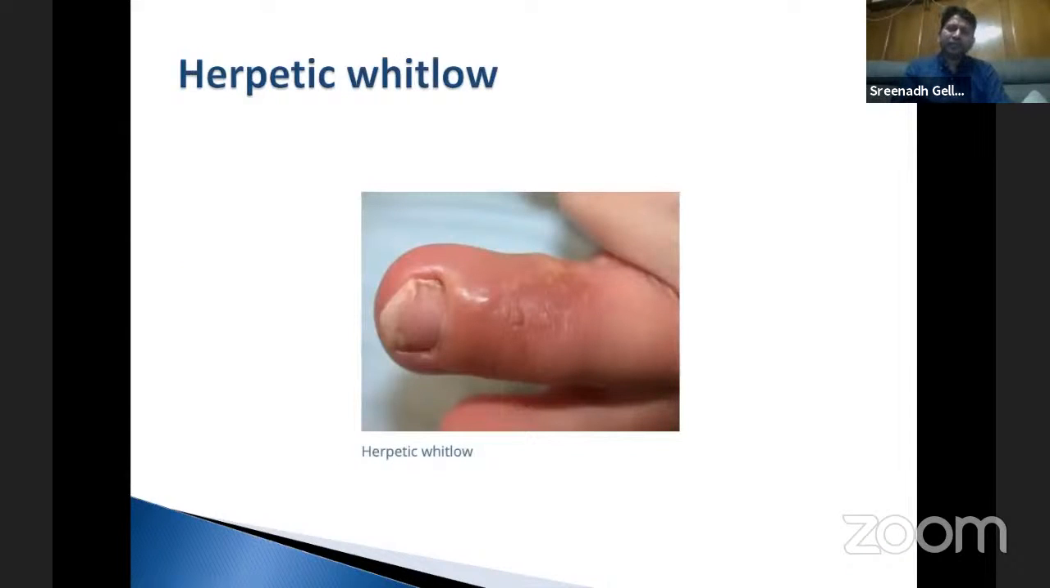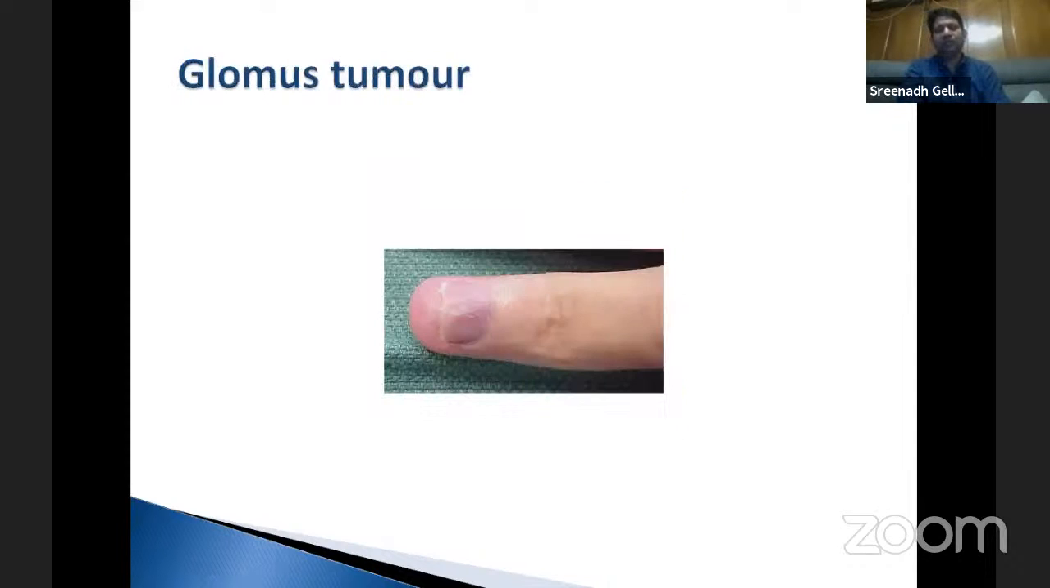Herpetic whitlow, I do not think you'll be asked about it, but if you want to know, it has multiple bulla-type appearance at the base of the nail, and the nail plate is not much affected. If the nail plate is affected and there is some pigmentation underneath with a recurrent pain, and the base looks completely normal, always your first differential diagnosis should be glomus tumor rather than chronic paronychia.